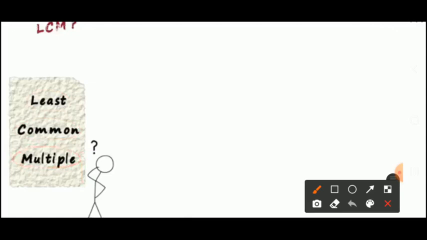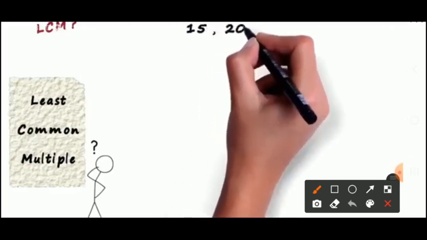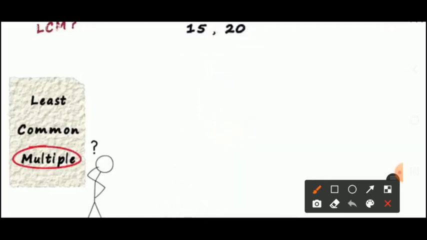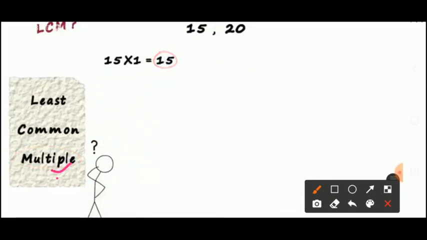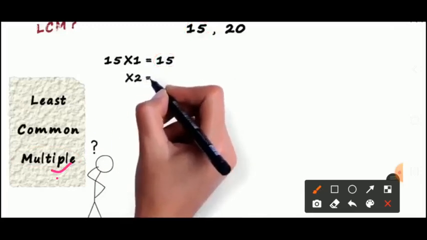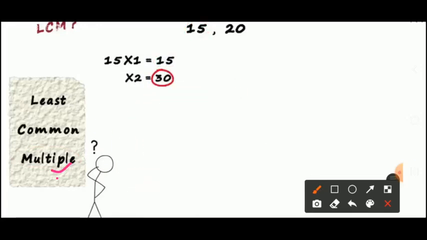Let's take one example, the numbers 15 and 20. So let's take the multiples of 15. 15 ones are 15, and 15 is a multiple of 15. Now let's write 15 twos are 30. 30 is also a multiple of 15. Now 15 threes are 45. 45 is also a multiple of 15.